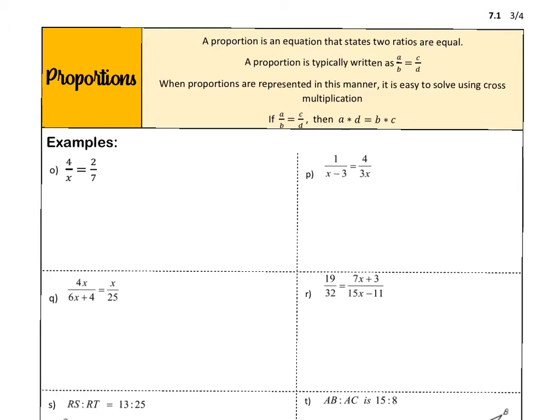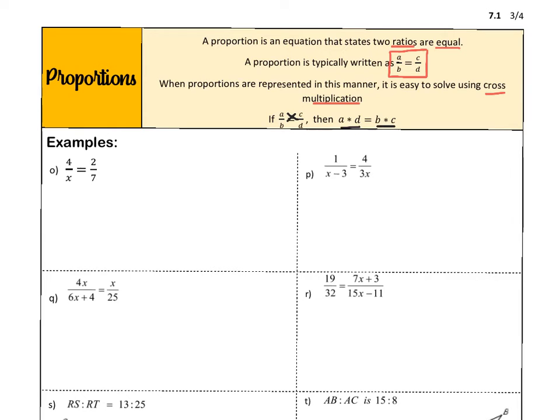What you need to know about proportions is that it is essentially when you take two ratios and set them equal to one another. Typically, my proportion is written out like this, where the ratios appear as though they are fractions. Now, the best way to solve this is using cross multiplication. So if I'm presented with a over b equals c over d, I would cross multiply. So a times d equals b times c to allow me to solve.